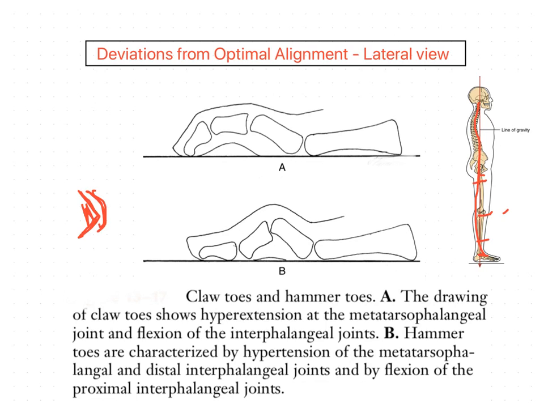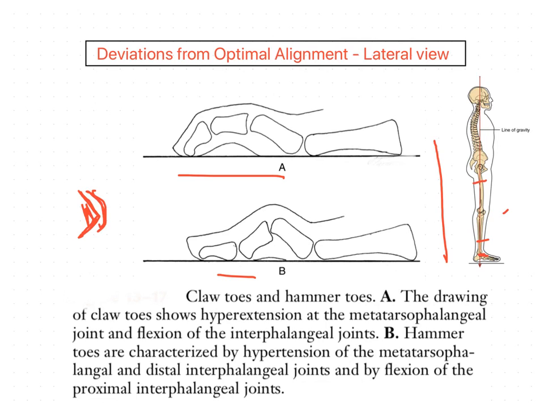So now we are going to discuss, from foot to head, what deviations from optimal alignment take place. The first thing we are going to discuss is the foot and toes. Here there are two deviations from the optimal alignment we can see in the foot and toes. In the toes we can see claw toes. This one is a claw toe and this one is a hammer toe.